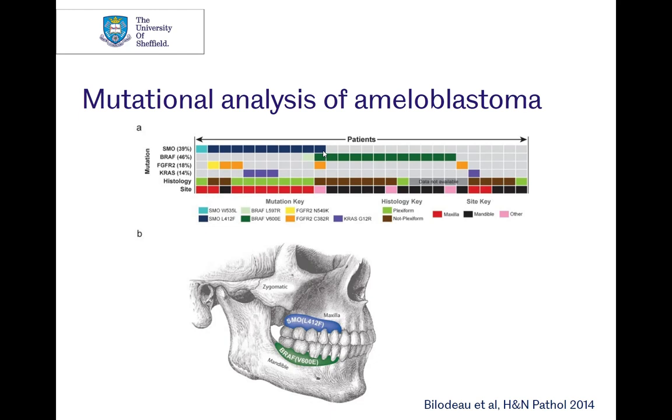Other mutations have been identified, but the fact that smoothened mutations and BRAF mutations don't tend to overlap might indicate that the biology of a maxillary lesion and a mandibular lesion is a bit different, and they might be slightly different lesions. So that's an area which is moving on, and they're also looking for new targeted therapies related to these particular mutations.